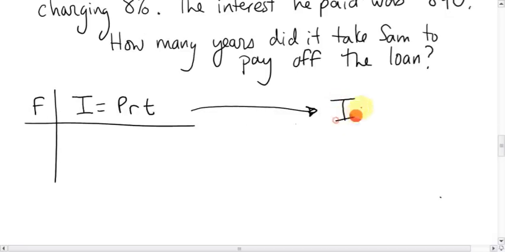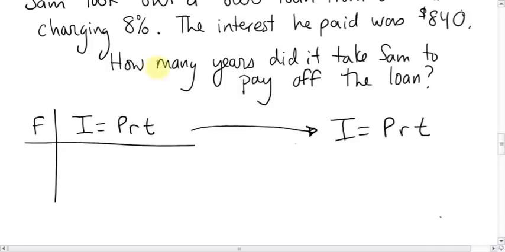I'm going to rearrange interest equals principal times rate times time so that the T is by itself, because the question is asking me how many years did it take. That's time. So I want to take this formula and solve for T, solve for time. Okay, what's bugging the T? The R is. The R is multiplying the T. So to get rid of this R, I'm going to divide by R. Divide by R on this side. The R's cancel out. I'm left with, on this side, I over R, and over here, the P and the T.